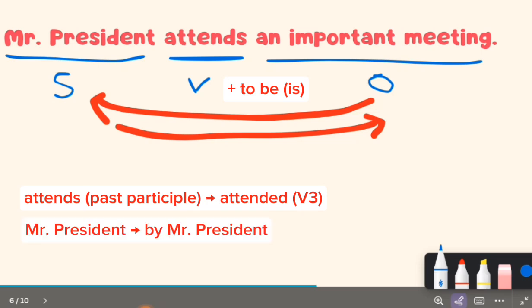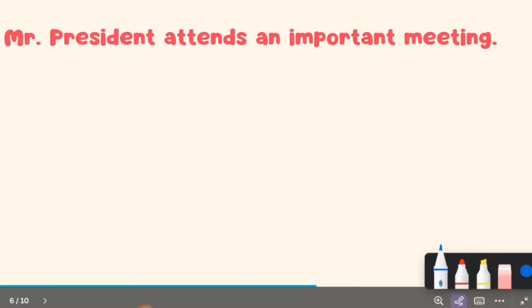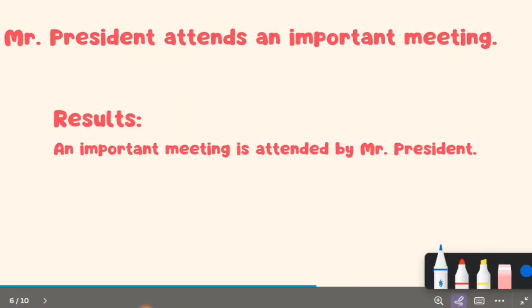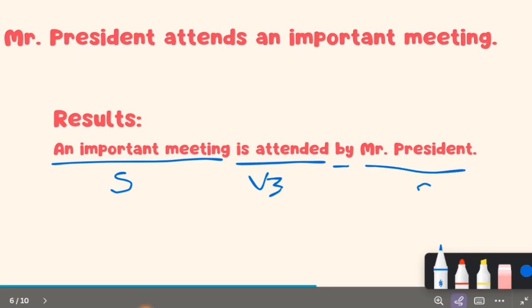Last, place the original subject, that is Mr. President, after by. So, the final passive voice sentence is: an important meeting is attended by Mr. President. We can see that the structure clearly shows that an important meeting is the subject receiving the action, and Mr. President is the one performing the action.